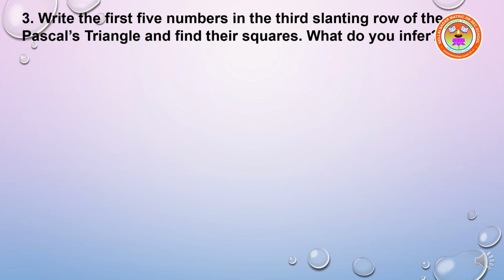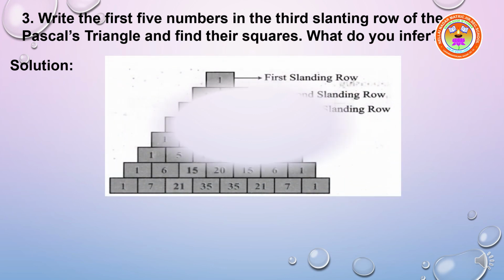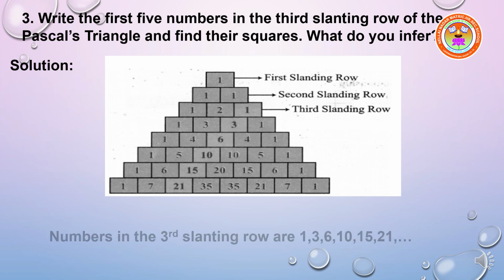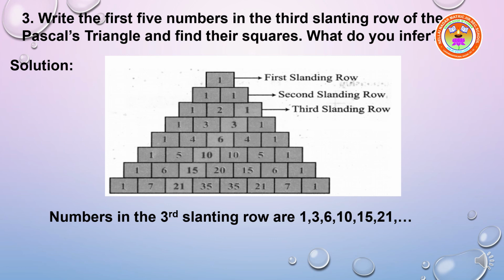Third question, write the first 5 numbers in the third slanting row of the Pascal's triangle and find their squares. What do you infer? Solution: we have drawn the Pascal's triangle and written the first slanting row, second slanting row and third slanting row. So let us write down the numbers. The numbers in the third slanting row are 1, 3, 6, 10, 15, 21, etc.